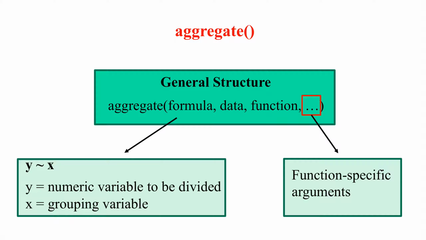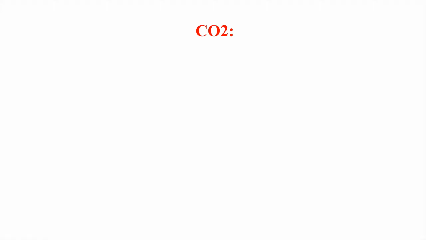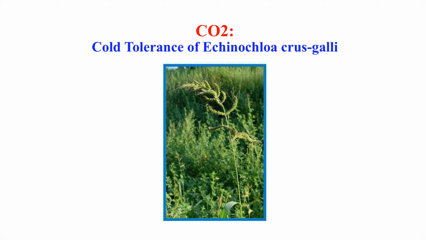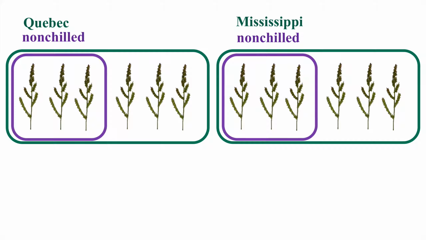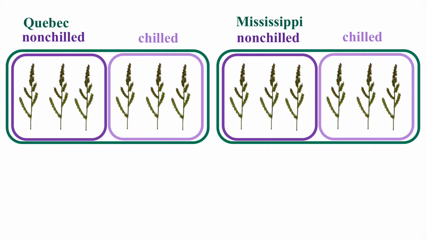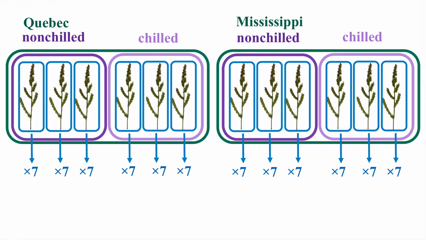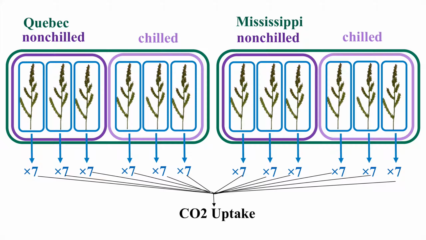So to demonstrate how aggregate works, we will use a data set that is built into R called CO2. And these data were obtained from an experiment investigating the cold tolerance of this grass species here, whose name I'm not going to try to pronounce, but there it is pictured here. 12 individual plants are included in this small data set, 6 from Quebec and 6 from Mississippi. And at each location, 3 of the 6 plants were assigned to a control group, the non-chilled group, and the other 3 were subjected to daytime cooling. Then at 7 different ambient CO2 levels, the CO2 uptake of each plant was determined and recorded.